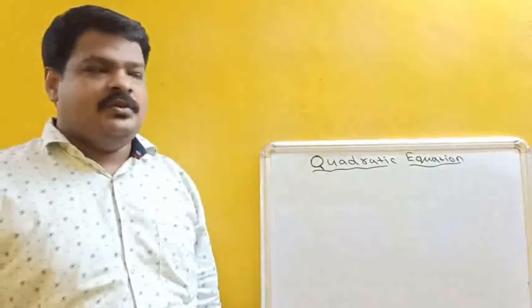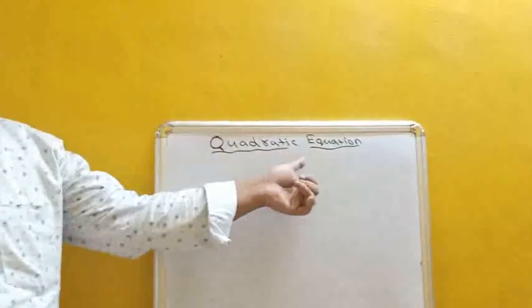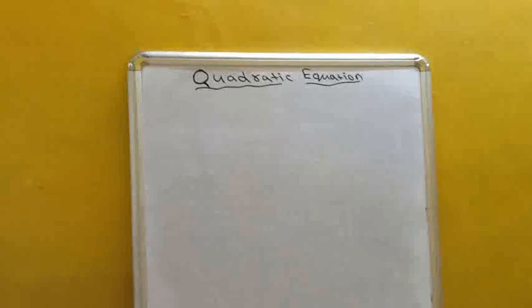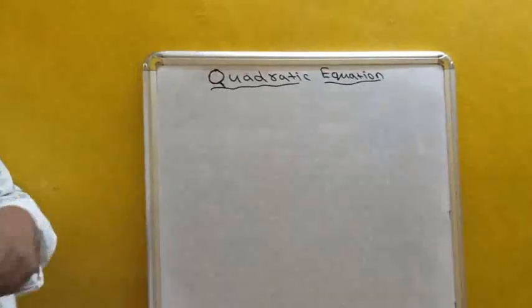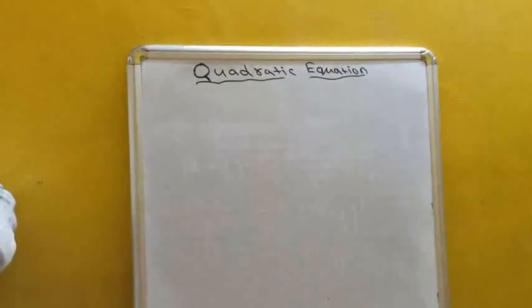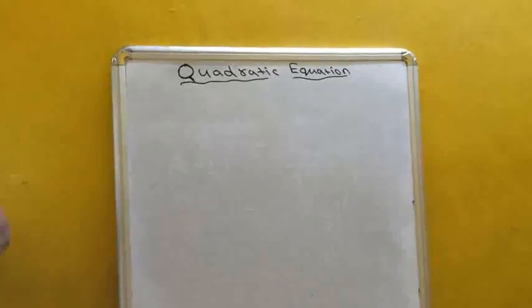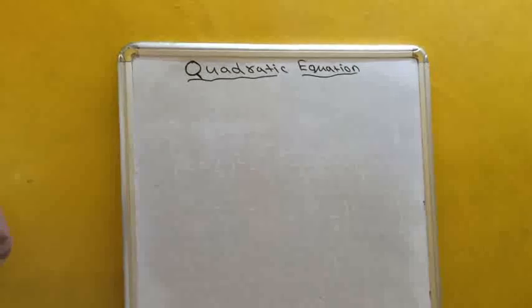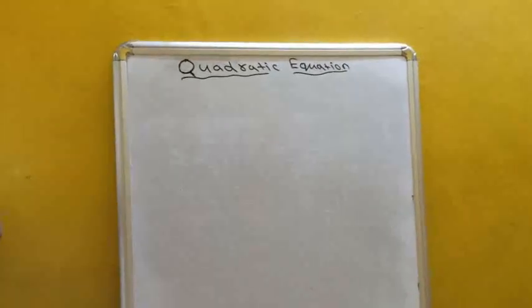Today I will teach you about the chapter Quadratic Equation. Before that, we should know about the linear equation, cubic expansion and quadratic equation. Linear means the variable is 1 and its power is also 1. In a quadratic equation, the power is 2.